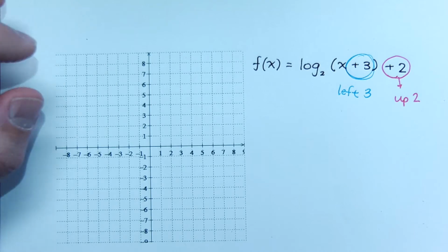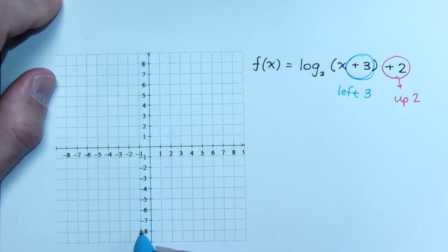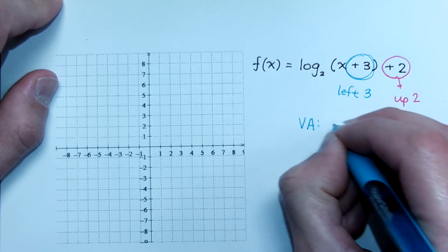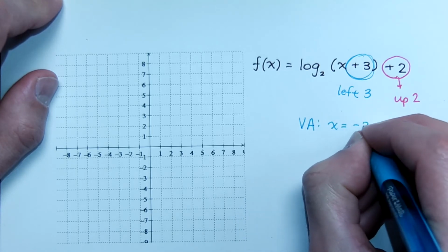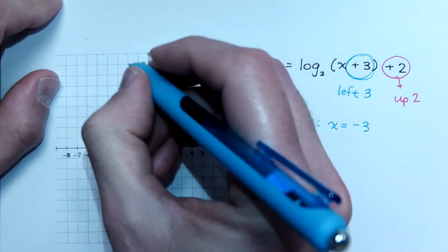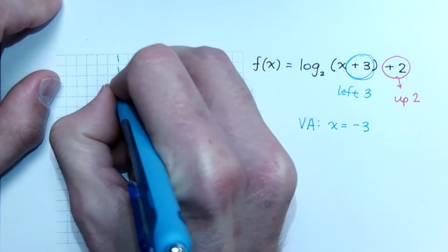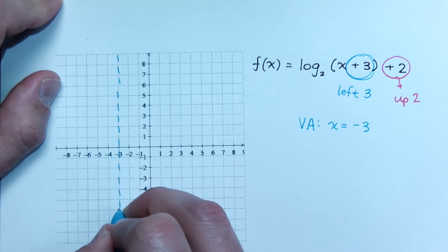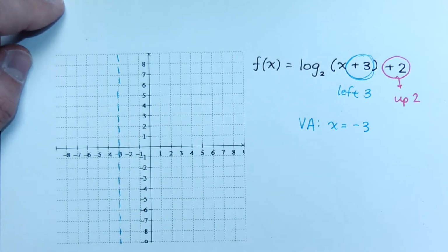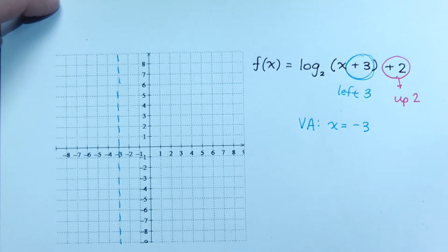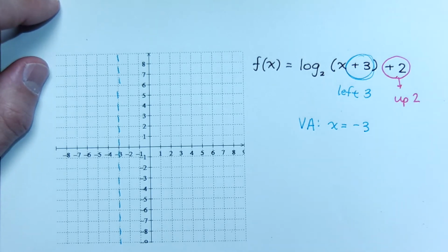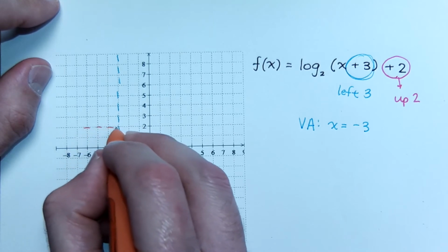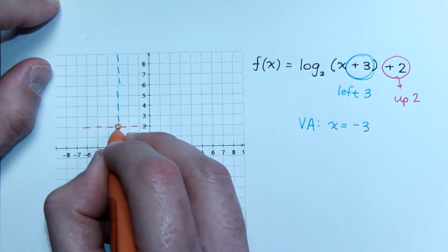So I had a vertical asymptote at x equals 0. I'm shifting that to the left 3, so that means I have a new vertical asymptote of x equals negative 3. So let me come over here and sketch my vertical asymptote, just to give me some boundaries here. I'm going up 2, and just like the exponential graphs, I'm going to go from here up 2, and this is going to be my new origin right there.